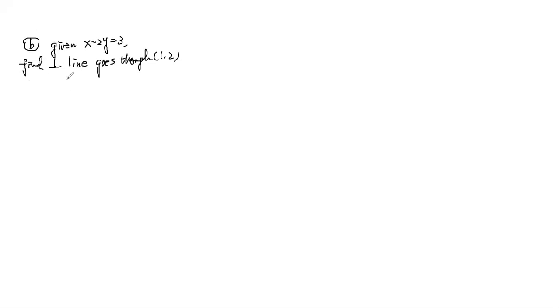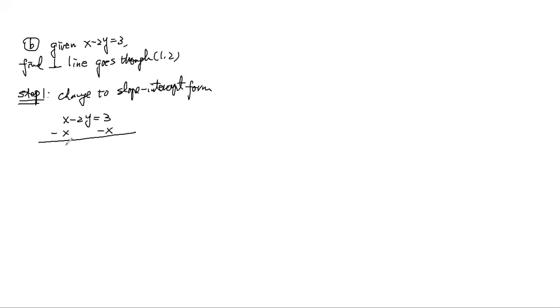It's the same thing here. Step number 1, what do we do like a while ago? Change to the slope intercept form. So here, x minus 2y equal to 3. I subtract x from both sides, so this is minus 2y equal to minus x plus 3. Then divide by negative 2 on both sides.